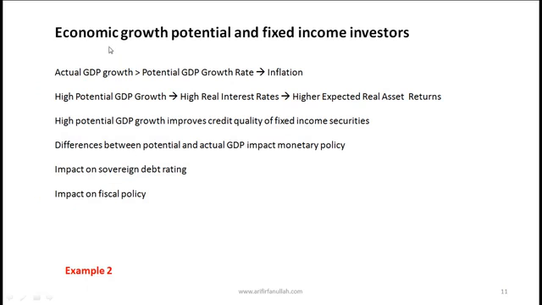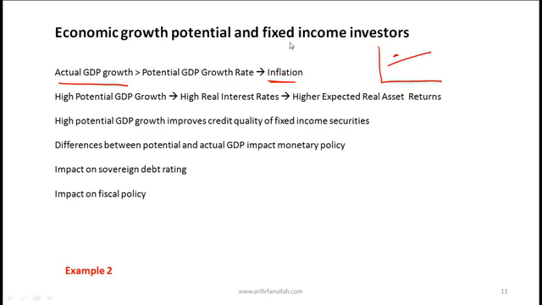Next, let's look at economic growth potential and how fixed income investors need to look at this. Here again the relationships are quite straightforward. If the actual GDP growth is greater than the potential GDP growth rate, which might happen temporarily, then we will have inflationary pressures. This goes back to the picture that I was drawing earlier. If you have a certain potential GDP growth rate, and the actual is more than potential at some point in time, then that will create inflationary pressures.